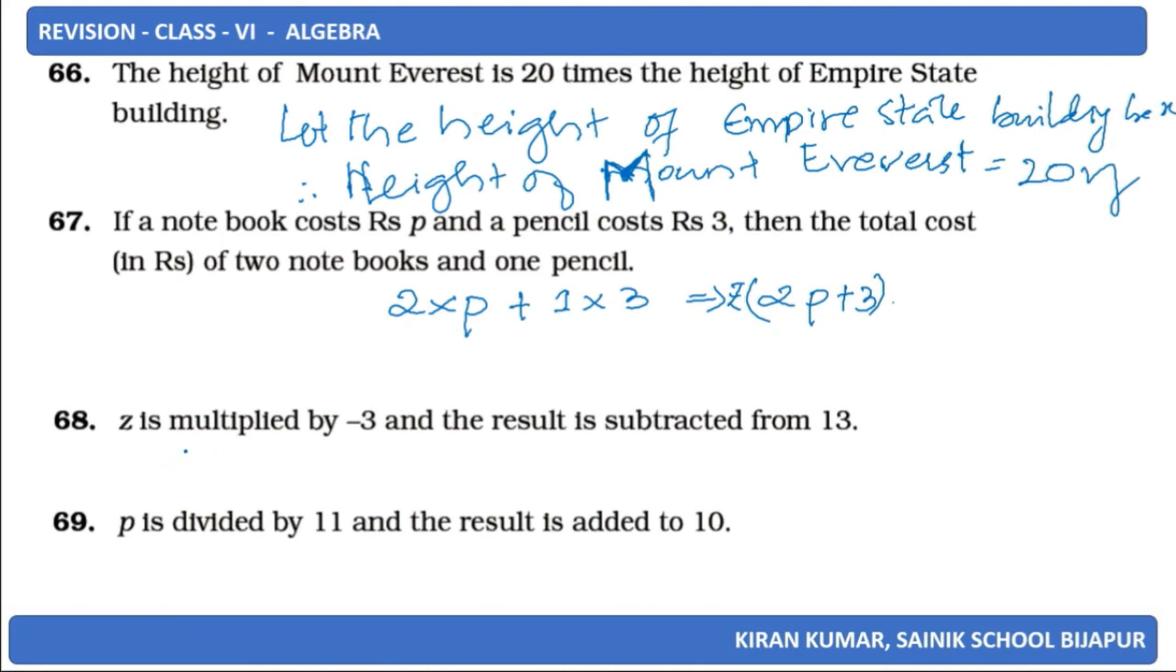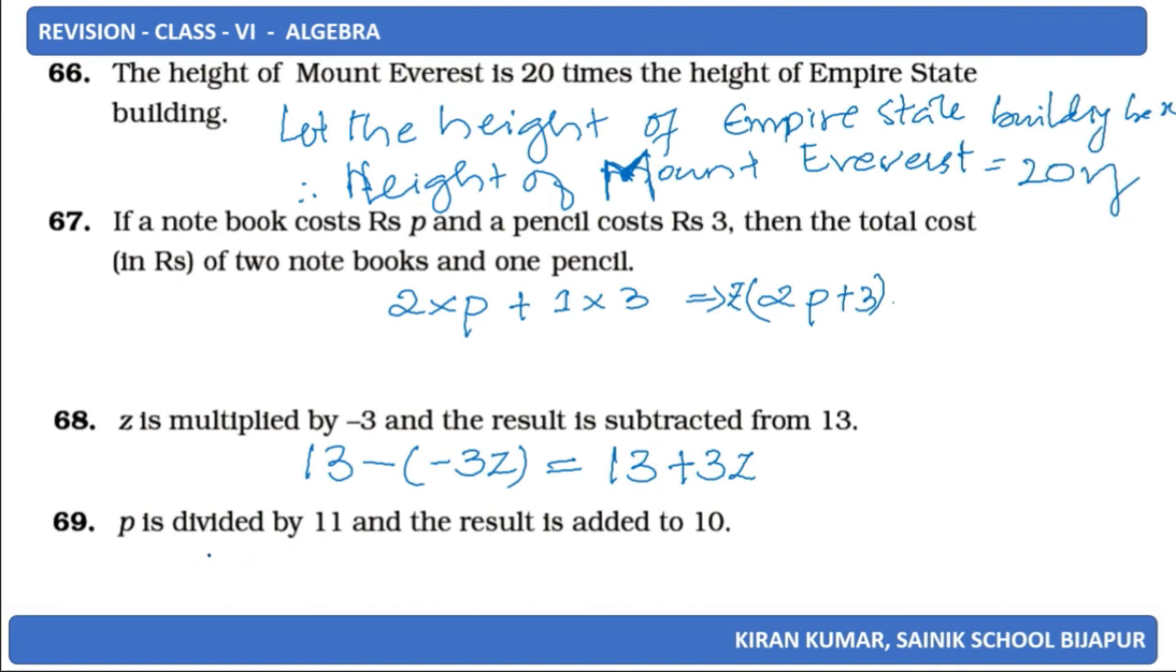68. z is multiplied by minus 3 and the result is subtracted from 13. The result is subtracted from 13. So 13 minus of minus 3z. Minus 3 is multiplied to z. On simplification, we get it as 13 plus 3z.